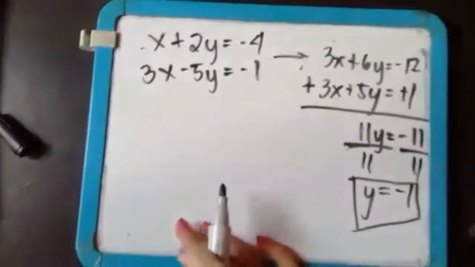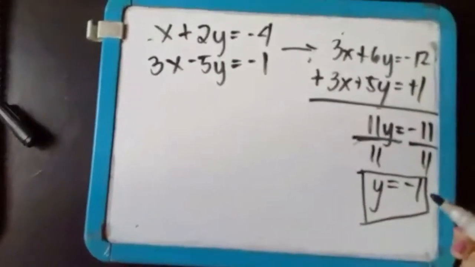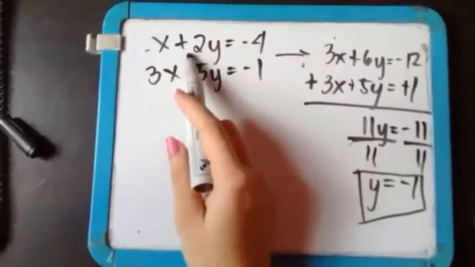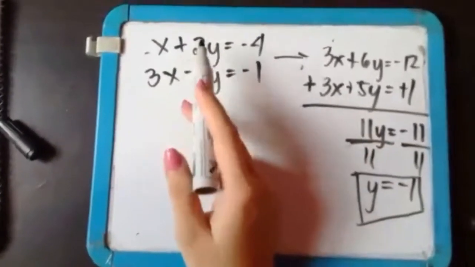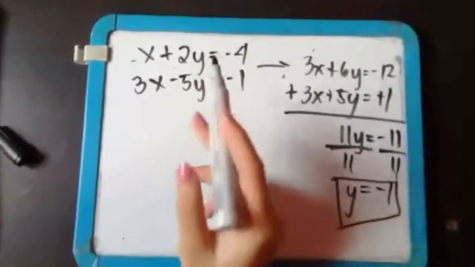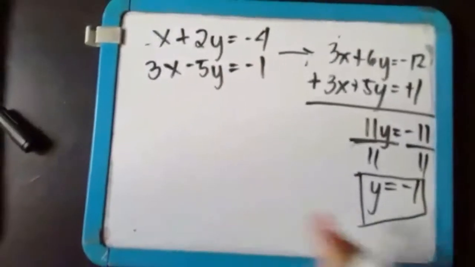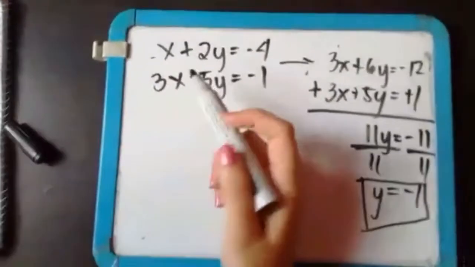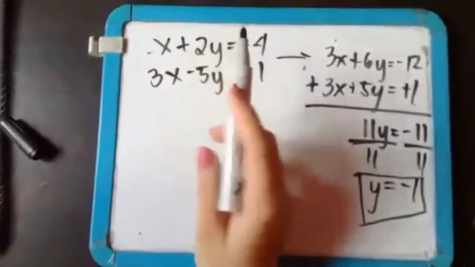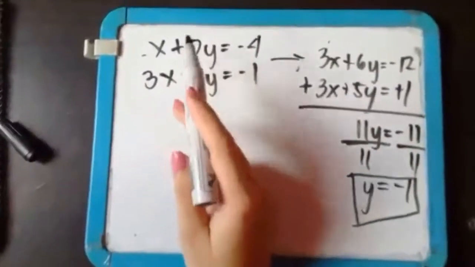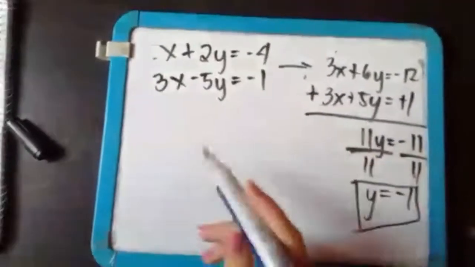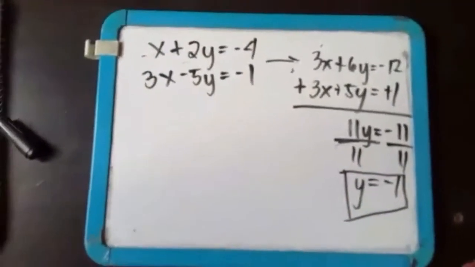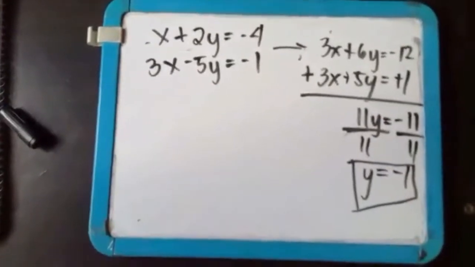So now we're going to do substitution. If we're going to substitute, we can use the first equation which is not yet multiplied by 3 because it is easier, since you're not going to transform it to lowest term or simplest form.